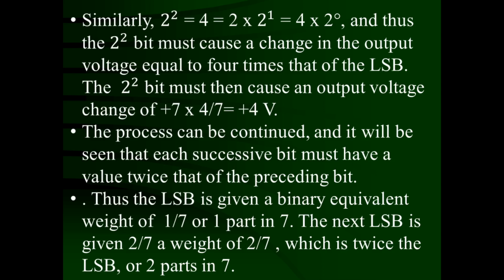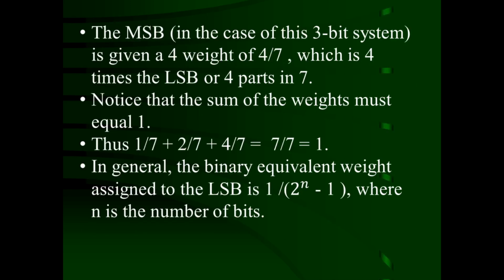Thus, the LSB is given a binary equivalent weight of 1 upon 7, or 1 part in the 7. The next bit is given a weight of 2 by 7, which is twice the LSB, or 2 parts in the 7. The MSB, in the case of the 3-bit system, is given a weight of 4 by 7, which is 4 times the LSB, or 4 parts in the 7. Notice that the sum of the weights must be equal to 1. So, each digit position's weight is additive, and that comes out to be 1.